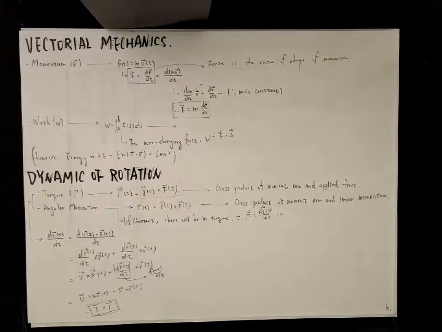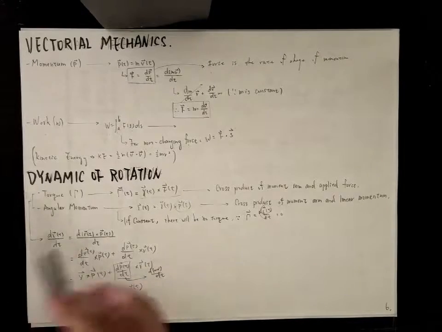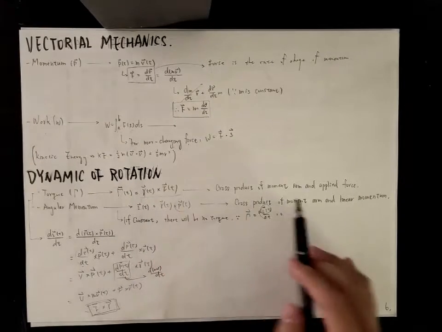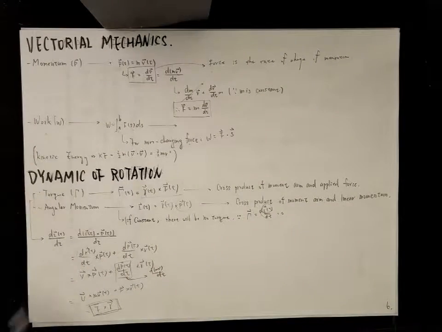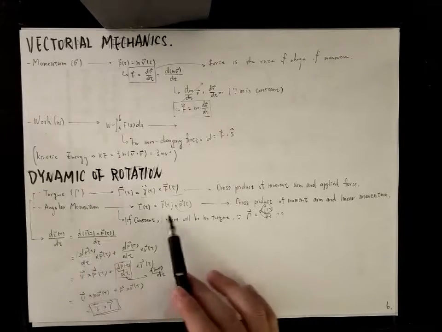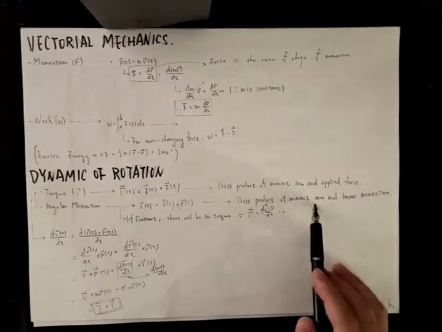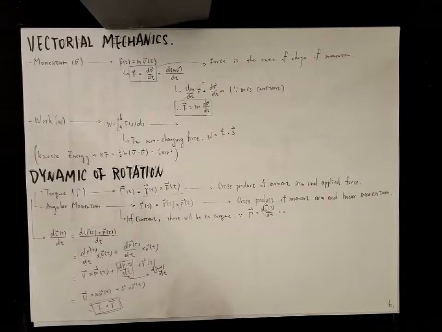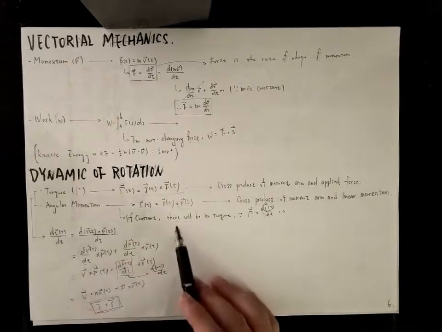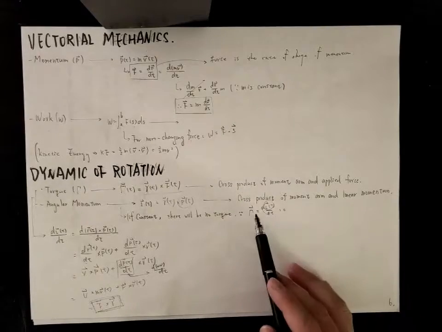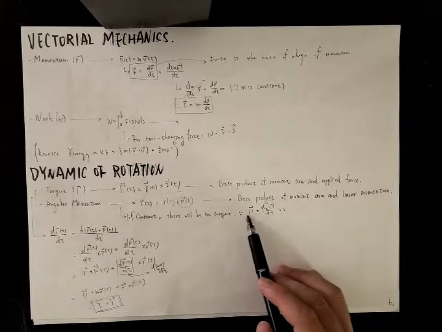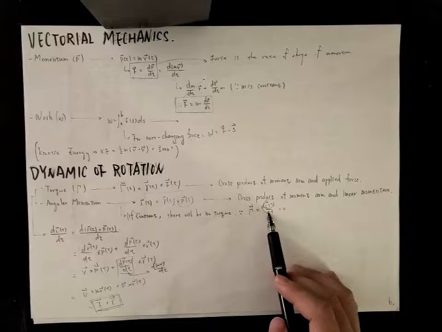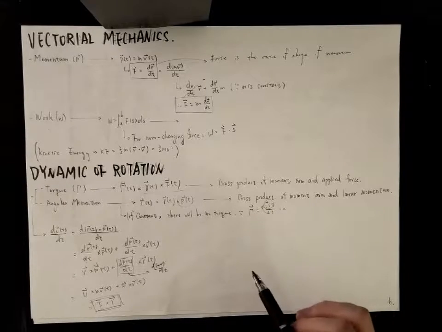The second topic is dynamics of rotation. First, torque. Torque equals R cross F of t, the cross product of moment arm and applied force. Angular momentum equals R cross P of t, the cross product of position vector and linear momentum. And if this is constant, there will be no torque, because torque equals d angular momentum L of t over dt equals 0.